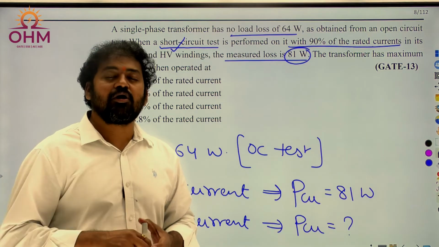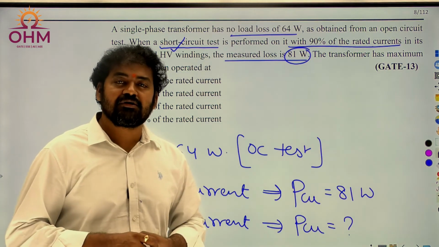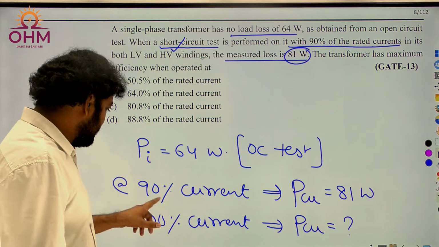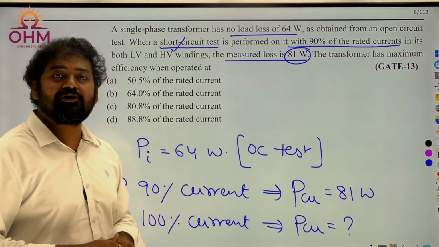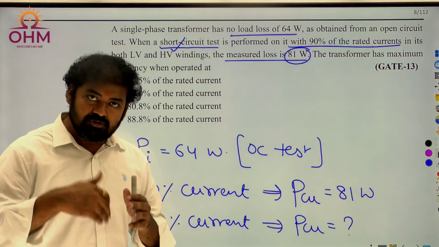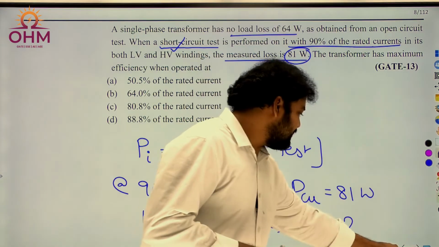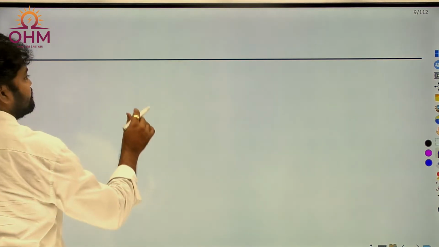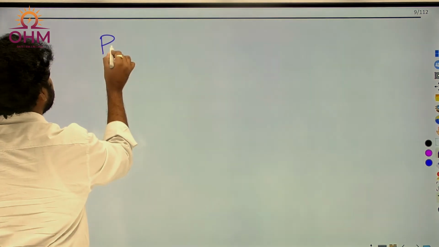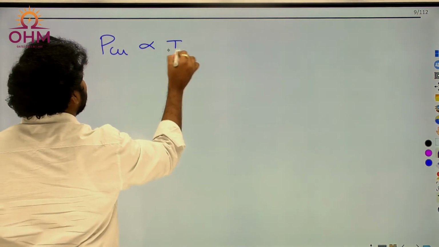If I know full load copper loss, then only I can find out efficiency or the condition for maximum efficiency. So what is the relation between copper loss and current? Yes, we all know that copper loss is always proportional to the square of the current. Therefore, I can write copper loss is proportional to the square of the current.